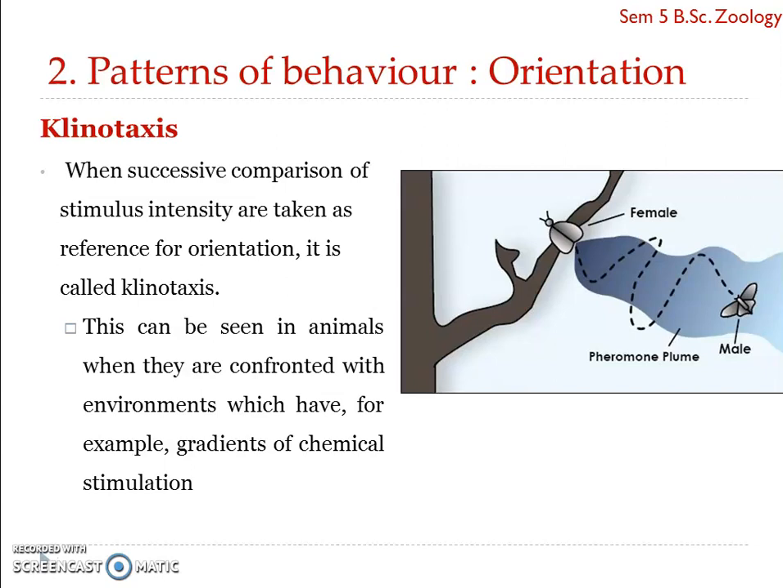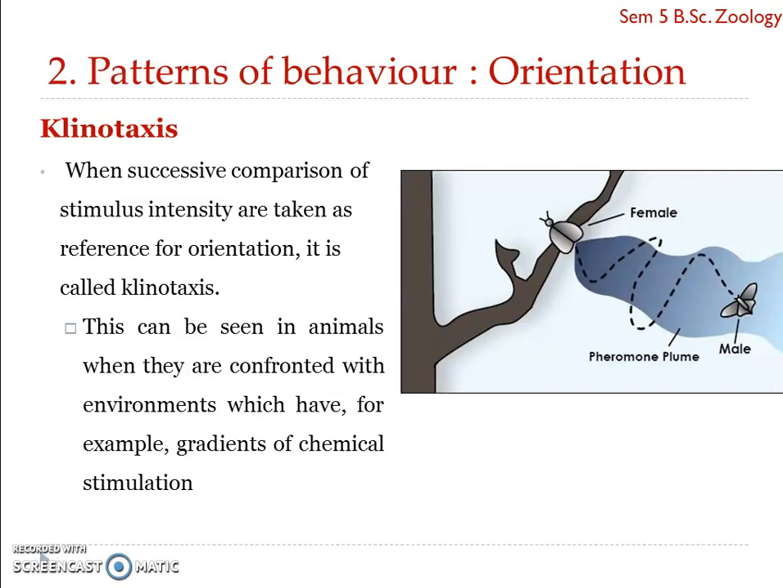So, when we speak about clinotaxis, it is the orientation in which successive comparison of the intensity of the stimulus is taken as a reference. It involves the successive comparison of the intensity of the stimulus in the nearby parts of the body. Here, lateral swinging or wavy movement of the head or the whole body while detecting the direction of the stimulus is an example of clinotactic movement.